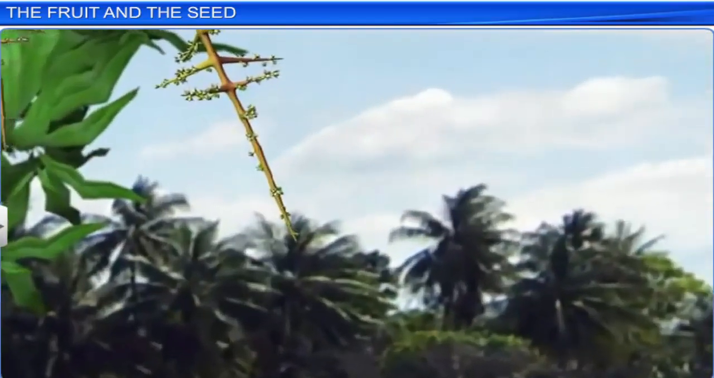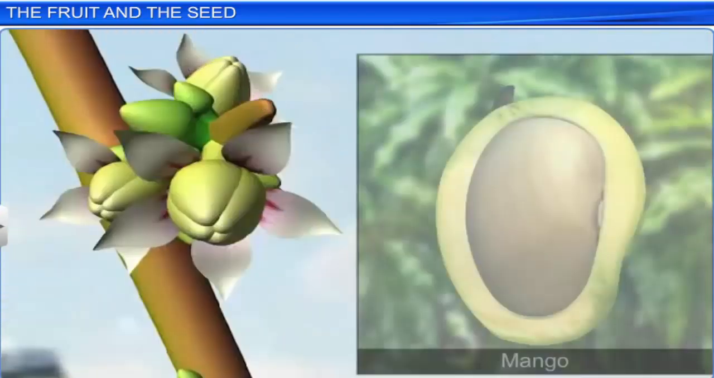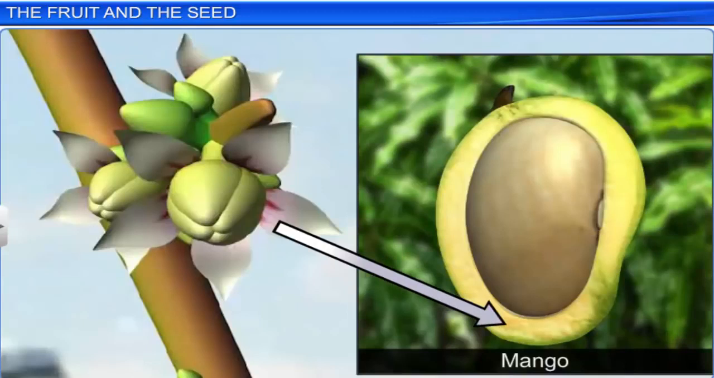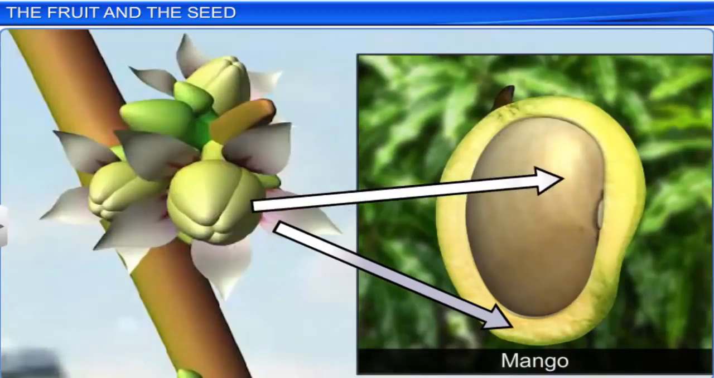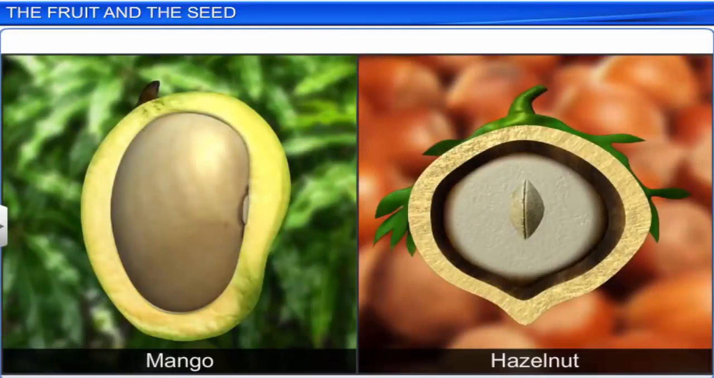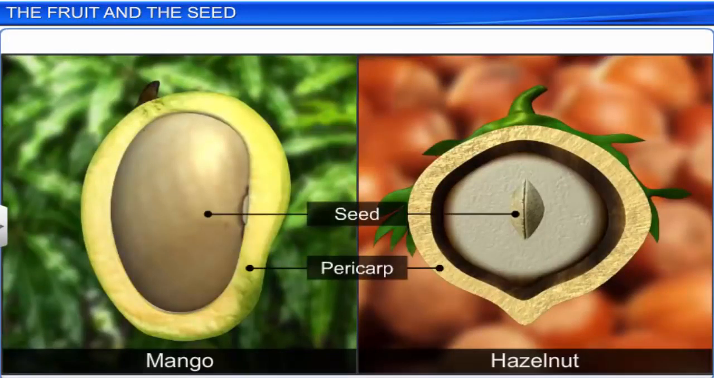Once fertilization takes place in a flower, the ovary ripens to form the fruit and the ovules form the seeds. Typically, a fruit is made up of 2 parts: the pericarp and the seed. The pericarp is the fruit wall, and it can be thick and fleshy as in mango, or dry as in hazelnut.